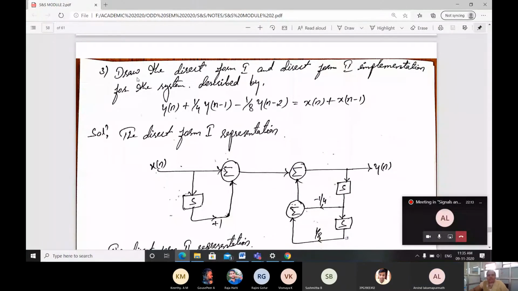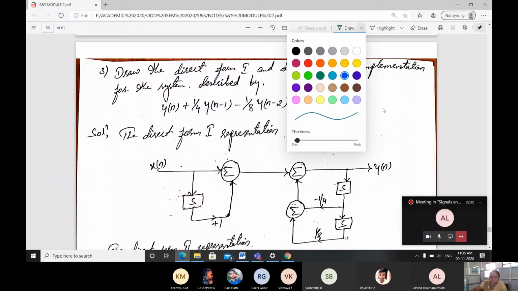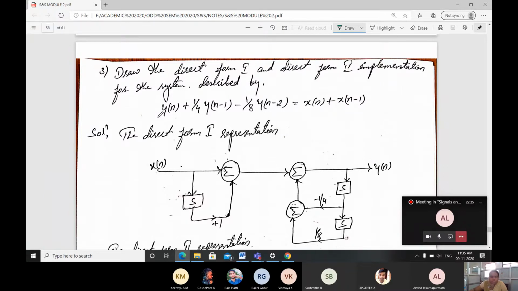Okay, next problem is to draw the direct form 1 and direct form 2 implementation for the system described here. A difference equation is given, that is y of n plus 1 by 4 y of n minus 1 minus 1 by 8 y of n minus 2 equals x of n plus x of n minus 1. Here an equation is given. From this equation we have to find direct form 1 and direct form 2.